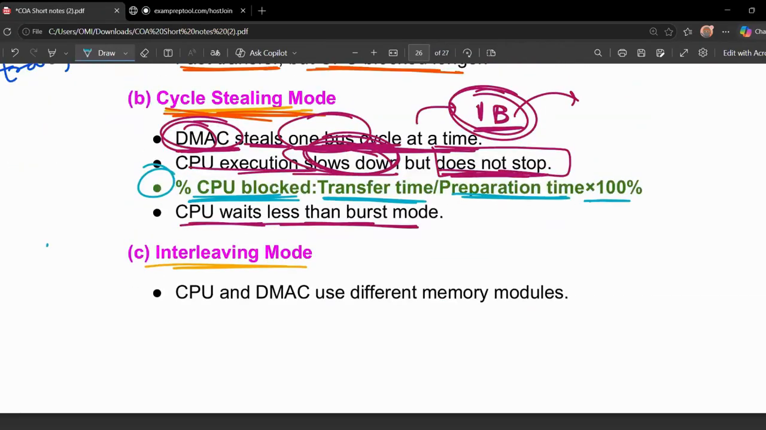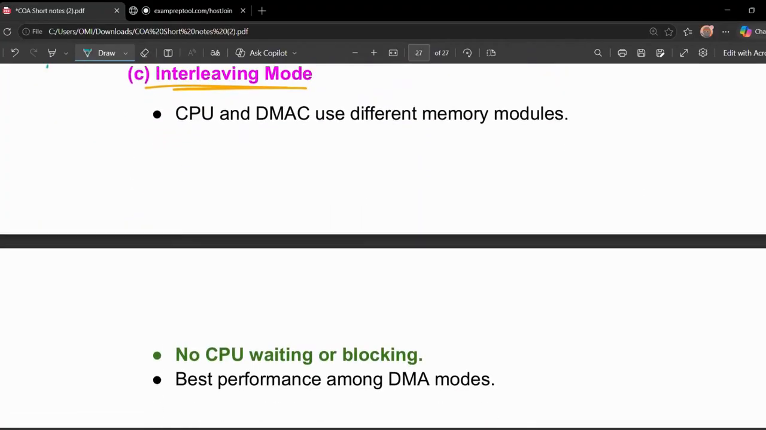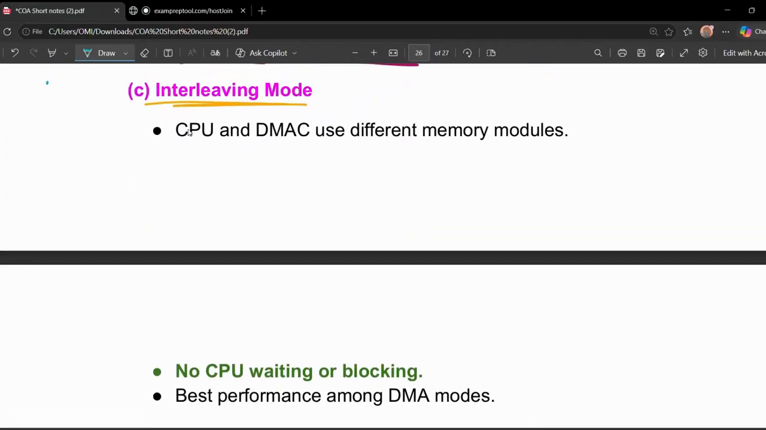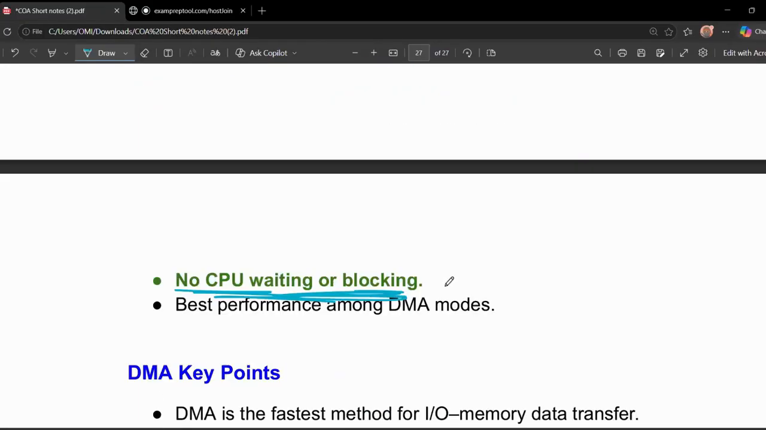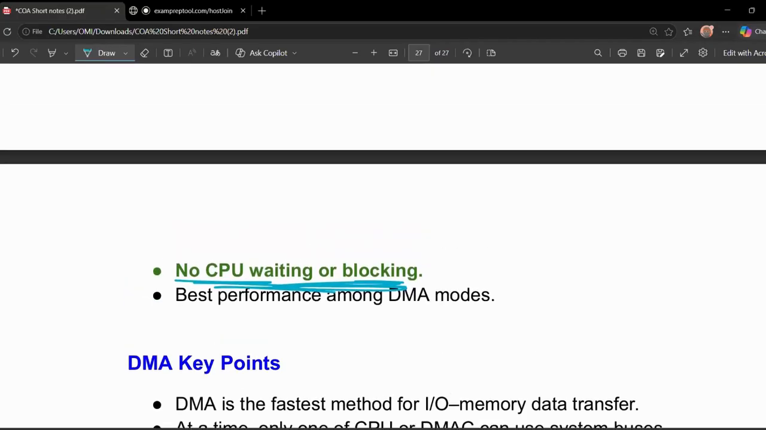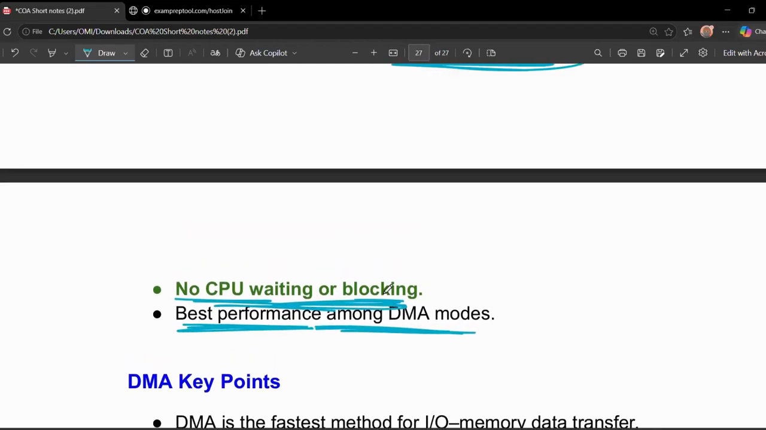Now the last mode is interleaving mode. So what is the interleaving mode? There is no CPU waiting or blocking. Here the CPU and the DMA controller use different memory modules. So there is no CPU waiting or blocking, and it gives the best performance among the DMA modes.